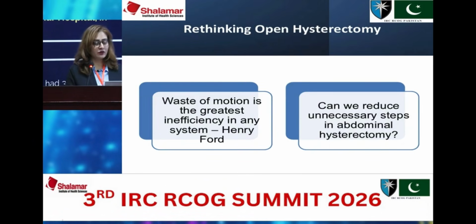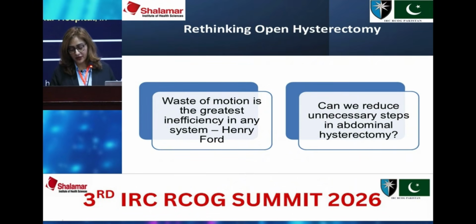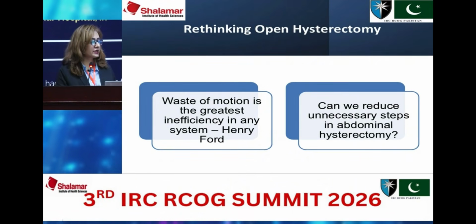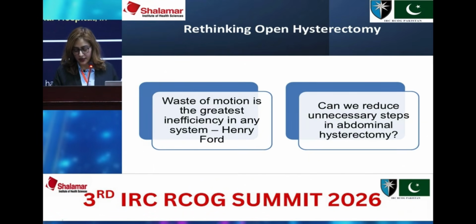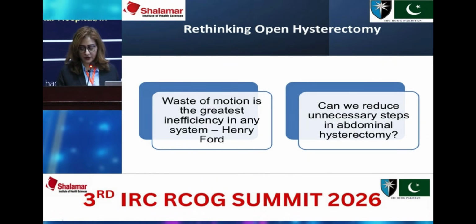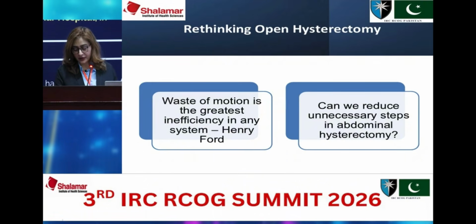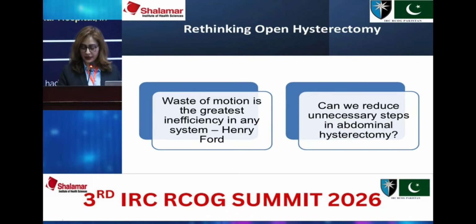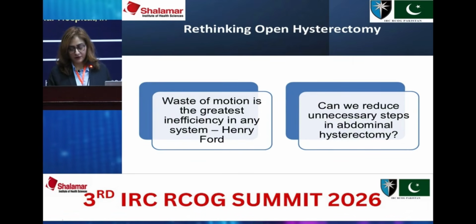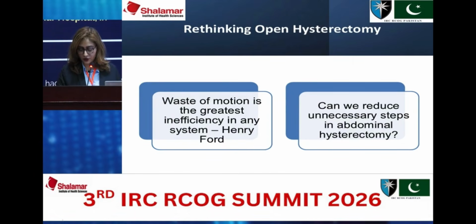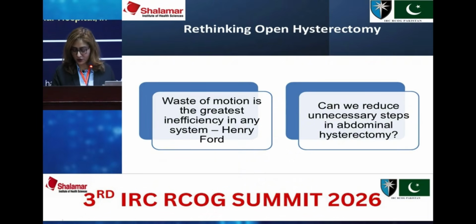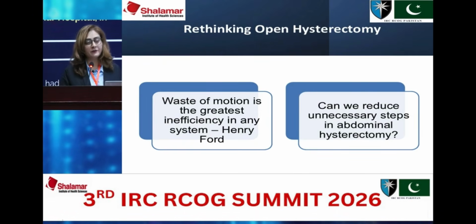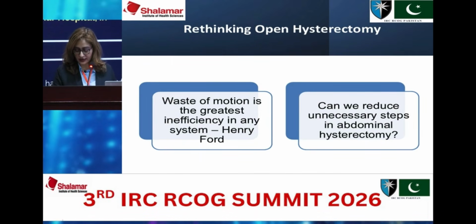Henry Ford, the father of the Ford automobile, established that the waste of time and motion is the greatest inefficiency in any system. And when we look clearly at the traditional open hysterectomy, we see a lot of inefficiency, repetitive motions without true value addition. Multiple clamps, repeated pedicle handling, assistant-dependent steps, but then there is the paradox. Even after all that work, the vault support is not always guaranteed because it is not built into the system. And the chief reason documented in the literature is surgeon fatigue leading to forgetfulness, and the very last step being missed, leading to post-hysterectomy vault prolapse as a consequence.